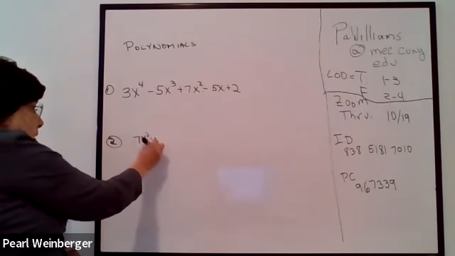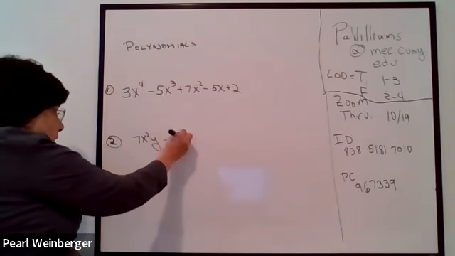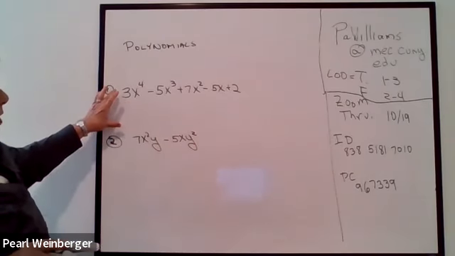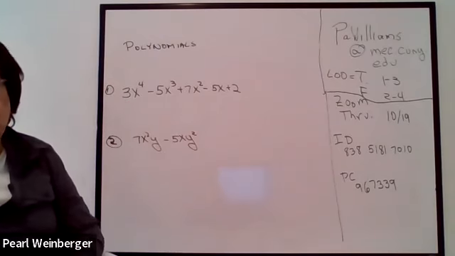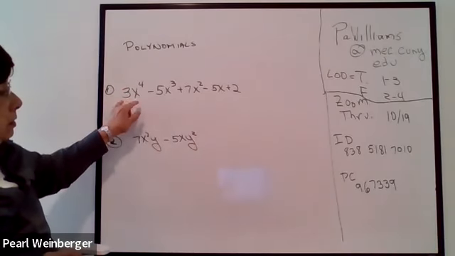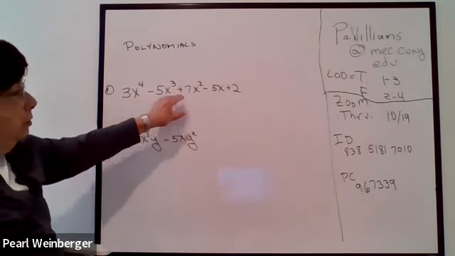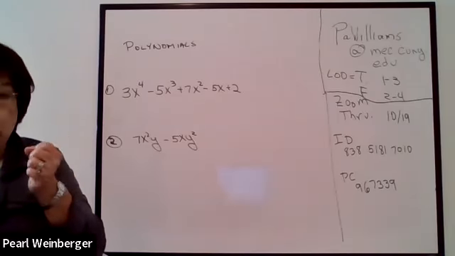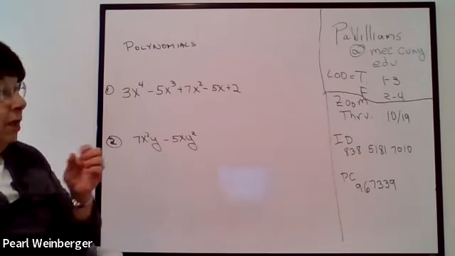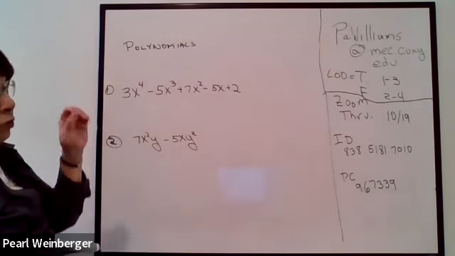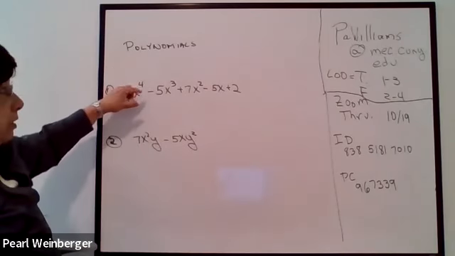7x squared y minus 5xy squared. Both of these are what we call examples of polynomials. A polynomial is an algebraic expression where you have more than one term. Now, what consists of a single term in algebra? It's anything that's connected only by multiplication. And remember, exponents are considered part of multiplication.